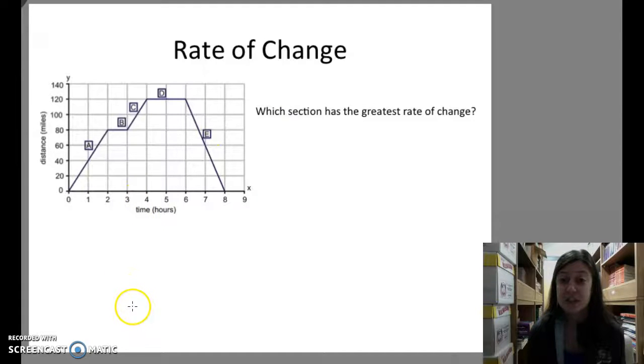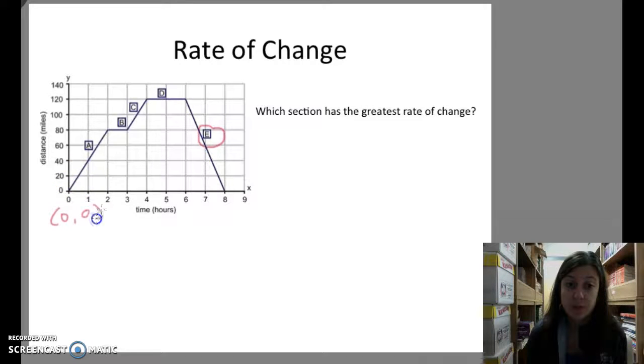Which section is the greatest rate of change? So go ahead and pause the video and figure it out. Take a guess. Okay. I'm going to guess just from looking at it E, but now we need to prove it. So A, this goes from 0, 0 to 280. So that's a change. A has a change of plus 80, plus 2. So that's 40. So A has a rate of change of 40. B, I don't even have to do the math, has a rate of change of 0.